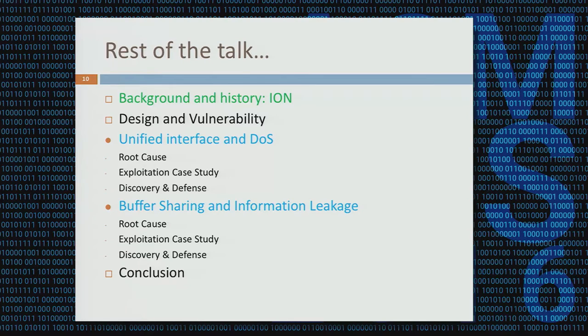Okay. So far, we have covered the background and the history of ION, the memory management system for Android. And we have identified that it has two major design choices. One is the unified interface, and another one is the buffer sharing capability. But unfortunately, as we discovered, each of the major design choices can eventually lead to a class of vulnerabilities. And we will talk about the two classes of vulnerabilities later. And for each class of vulnerability, I will analyze its root cause, and I will demonstrate some actual exploitation case study. I will discuss the vulnerability discovery and defense methods. Okay.